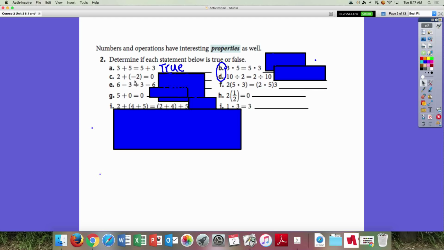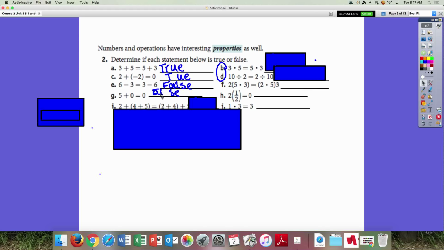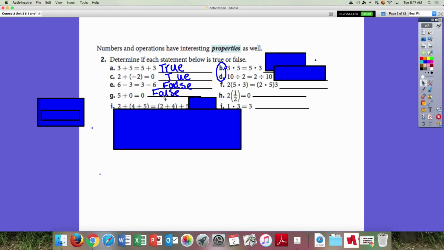2 plus negative 2. Well, this is a positive, this is a negative. They're both the same number, so they cancel out and give me 0. So that is, in fact, true. What is 6 minus 3? 3. What is 3 minus 6? Negative 3. So that is false. If I add 5 and 0, do I get 5 or do I get 0? Well, I'd get 5, and this says 0, so that one is also false. All right? There we go.